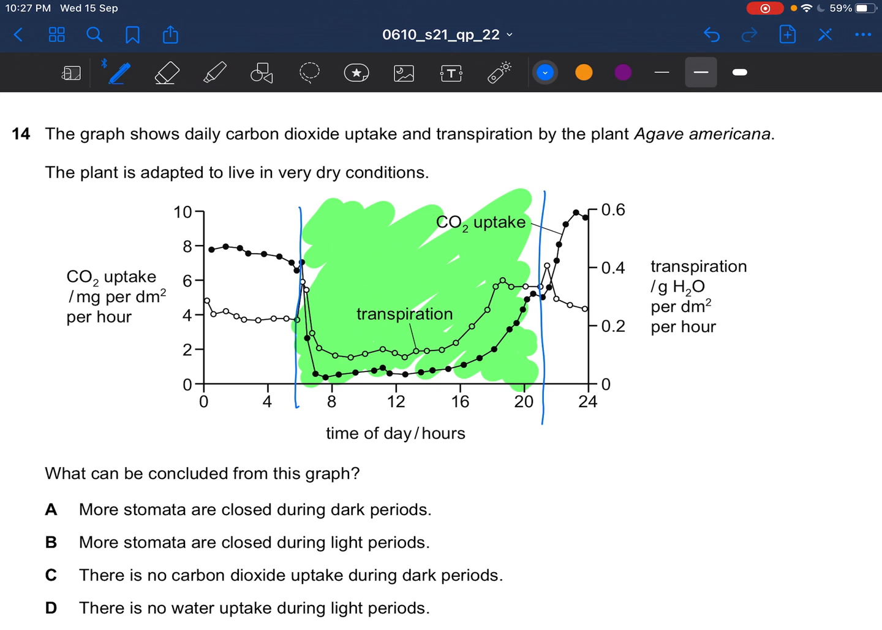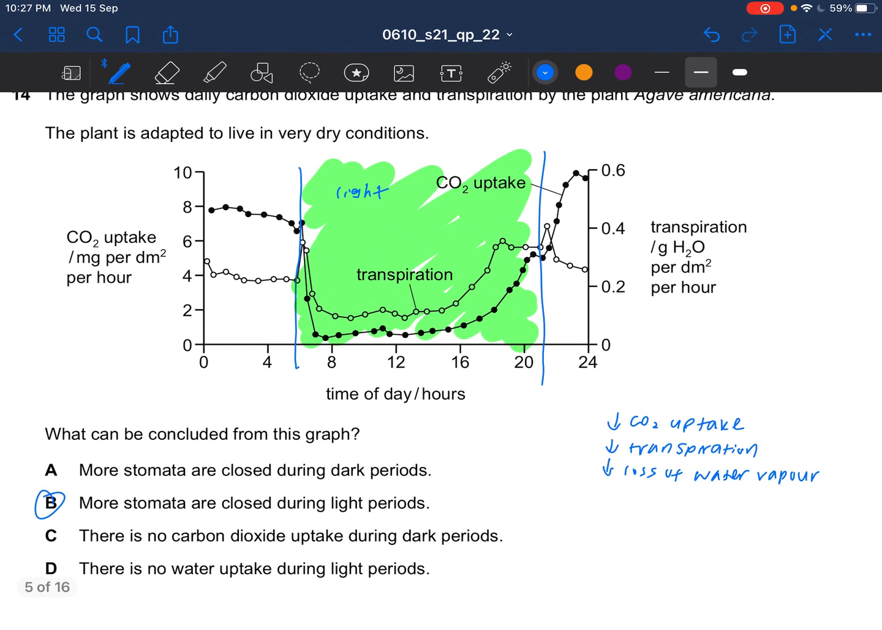So the answer should be most stomata are closed during light periods. As you can see from the light periods, there is lower carbon dioxide uptake and a lower transpiration rate, meaning that there is lower loss of water vapor. So the answer is B, most stomata are closed. This is all because most stomata are closed.